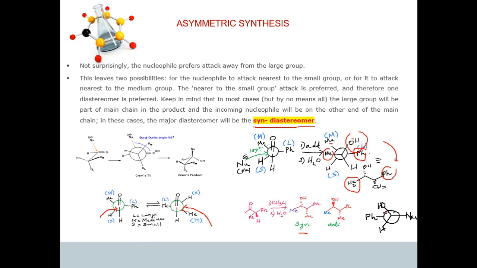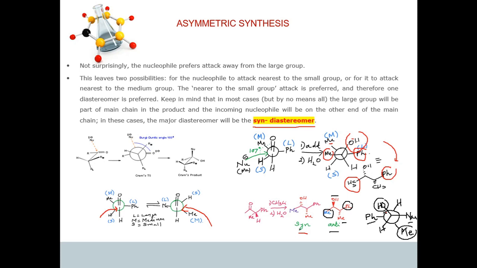Okay, so I have my hydrogen here, and I have my methyl here, and now we can see my phenyl group and my nucleophile are anti to each other. My phenyl group and my methyl are anti to each other, and my OH and my methyl are also anti to each other. Therefore, this product is what we call an anti-product.